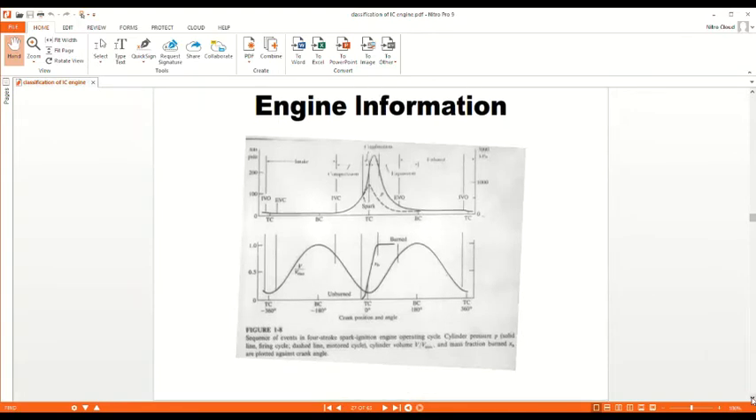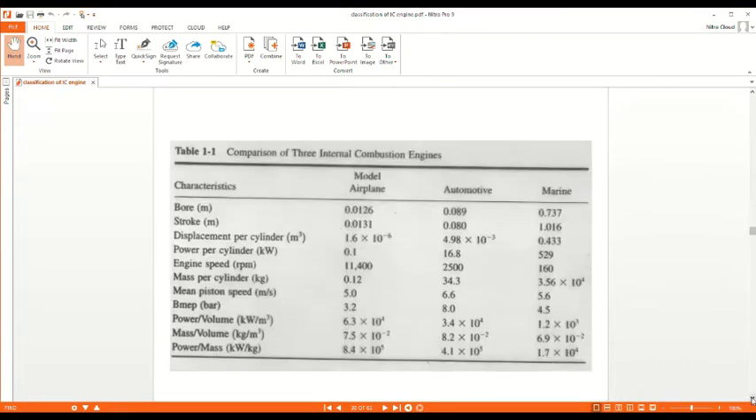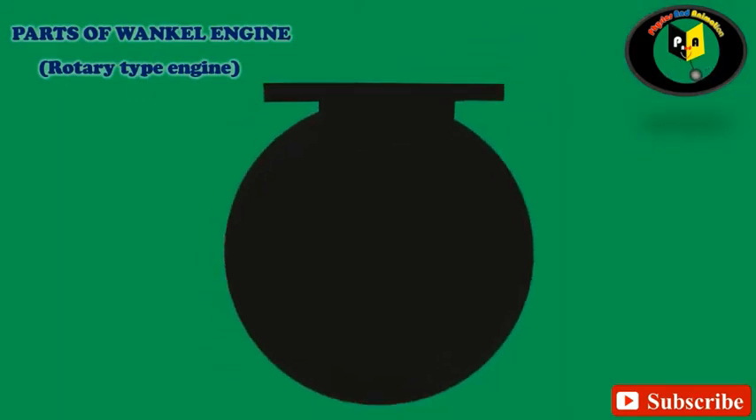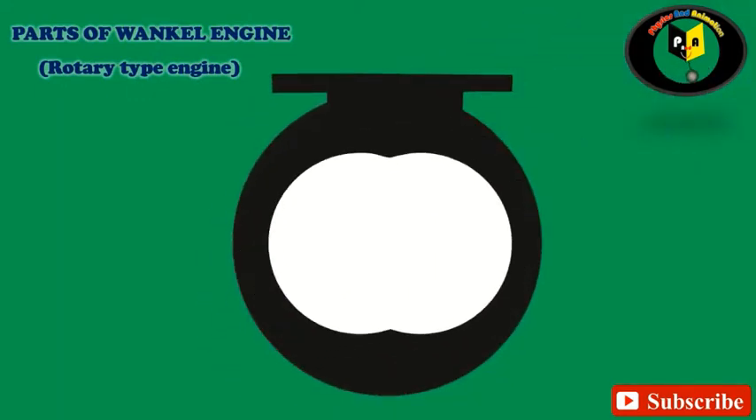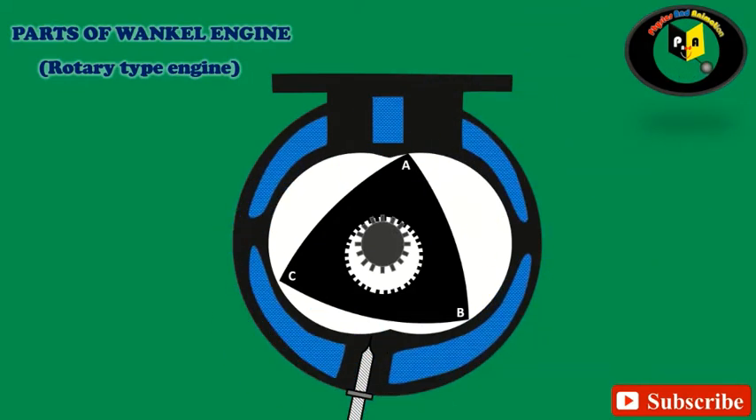In the earlier classes we have studied the working principle of 2-stroke and 4-stroke engines. Now we are going to study the Wankel engine. Parts of the Wankel engine or rotary type engine: it consists of casing, cylinder, 3-lobed rotor or rotating piston, stationary gear, spark plug, water jackets, inlet port and exhaust port.